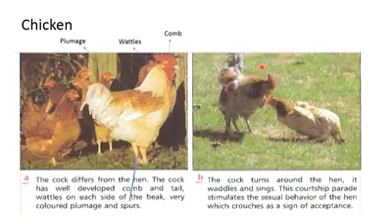Now let's move to the reproductive behavior. What do they do before union? The cock turns around the hen. It waddles and sings. Waddles means move by steps and walk around it. This courtship parade stimulates the sexual behavior of the hen, which crouches as a sign of acceptance. So the courtship parade that the cock does is that it turns around the hen. It waddles and sings. If the hen accepts to be a couple with the cock, it crouches. Look at the hen here, it is crouching. This means that these are going to form a couple.